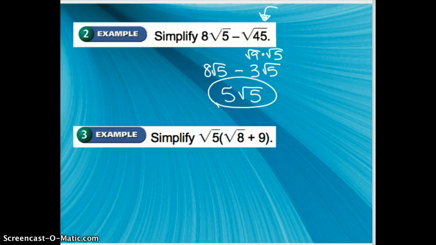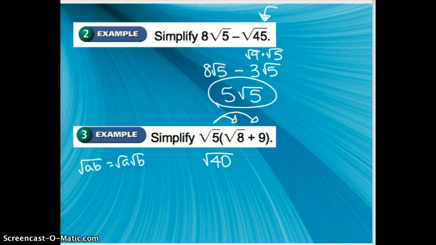So simplify root 5 times the quantity root 8 plus 9. We're going to use the distributive property to solve this problem. So root 5 times root 8. Hopefully you remember this property: root AB equals root A times root B, or root A times root B equals root A times B. So to do root 5 times root 8, all we're going to do is root 5 times 8, or square root 40.